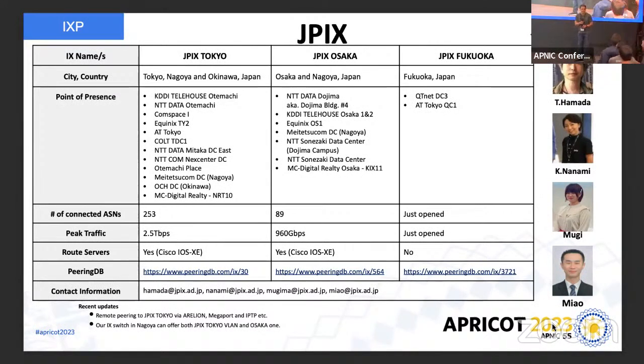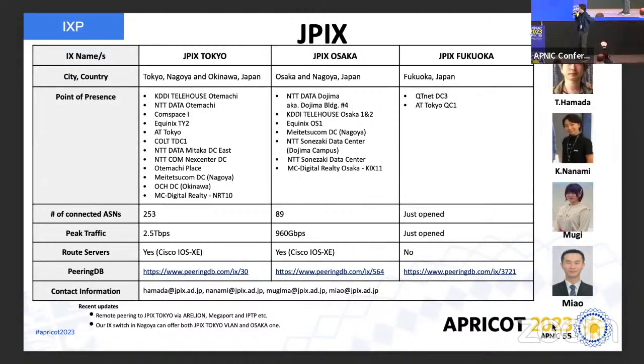okay, JPIX. Sorry for being late. Yeah, I come back again. So JPIX is running three networks. One is Tokyo, second is Osaka, and third is Fukuoka.